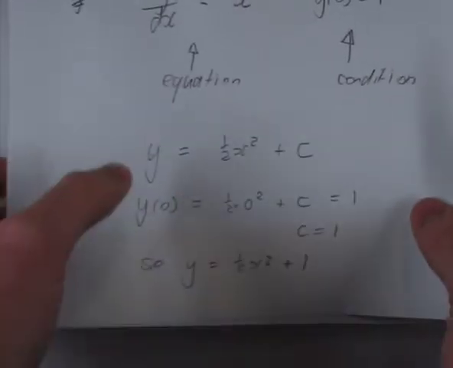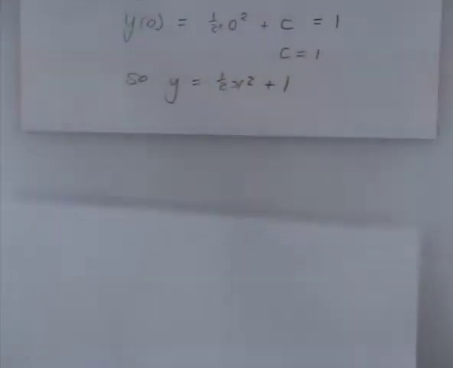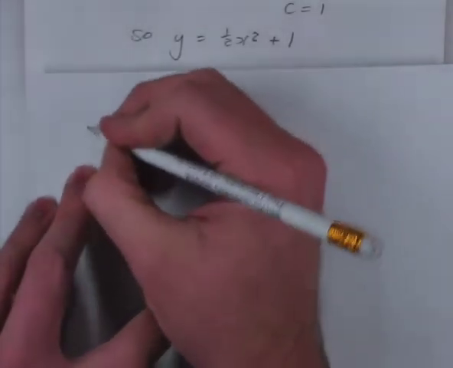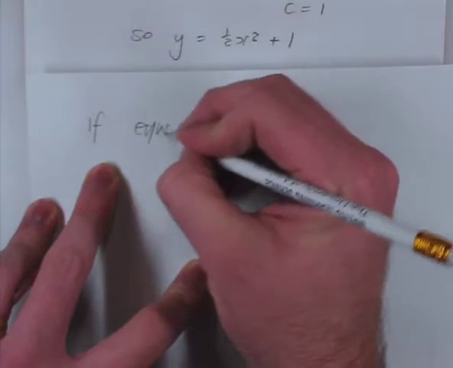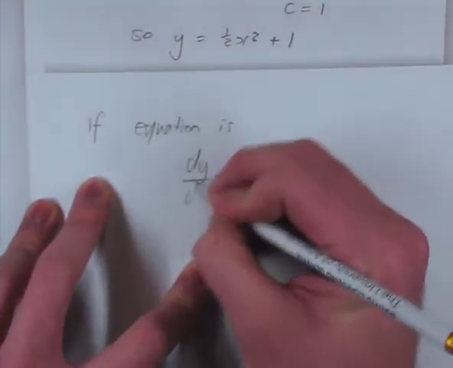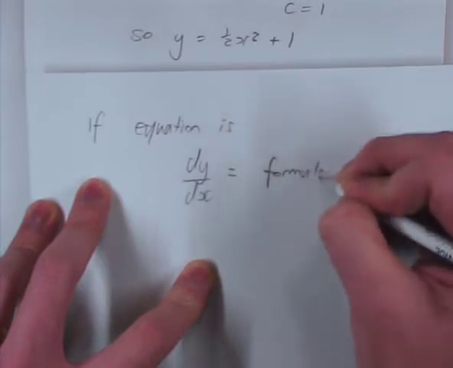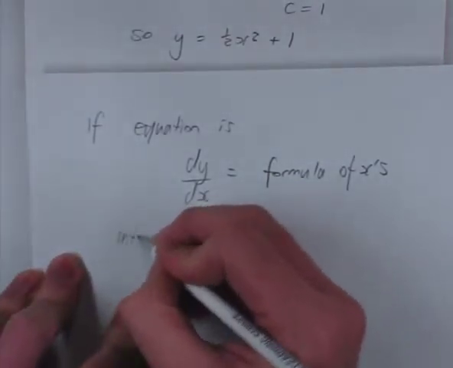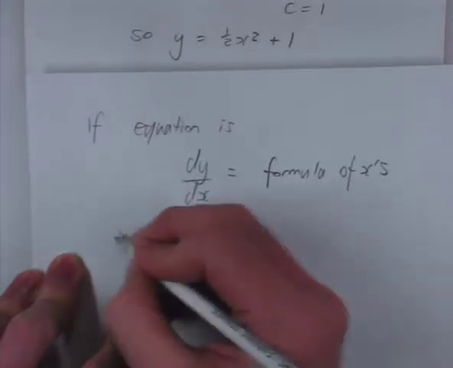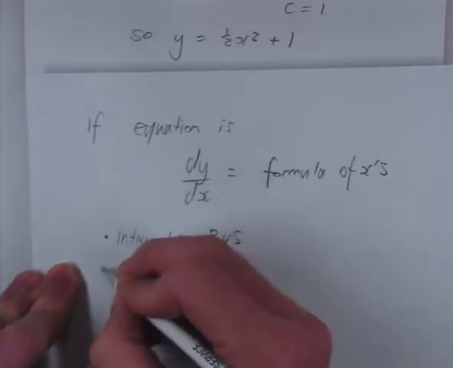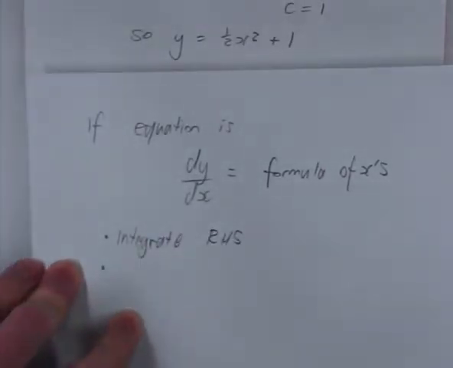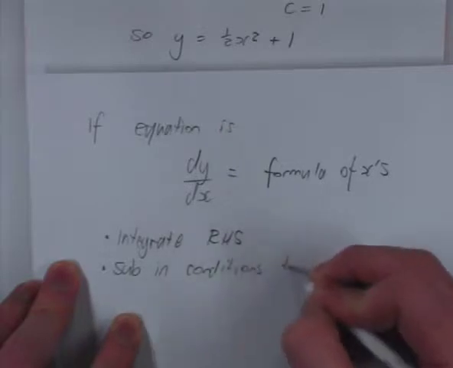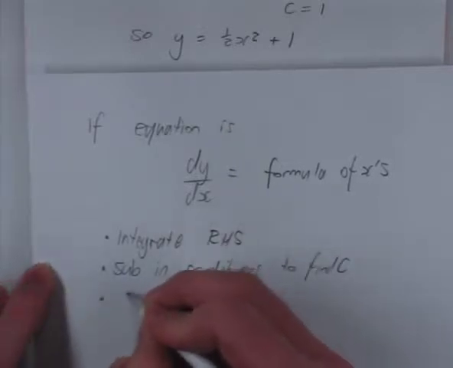So just for ourselves, when you're learning something new, especially something that involves trying to learn some sort of process, you should write down the process for yourself so that you've got something clear in your head. So far we've got if the equation is something like dy on dx equals a formula of just x's, then what we do is we integrate the right hand side, and then we have to sub in the conditions to figure out c. And technically we should write down the final answer.